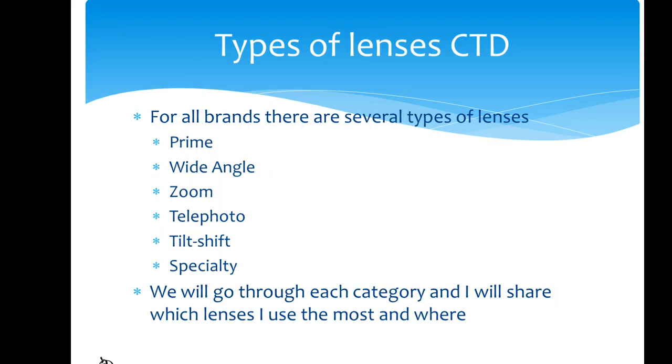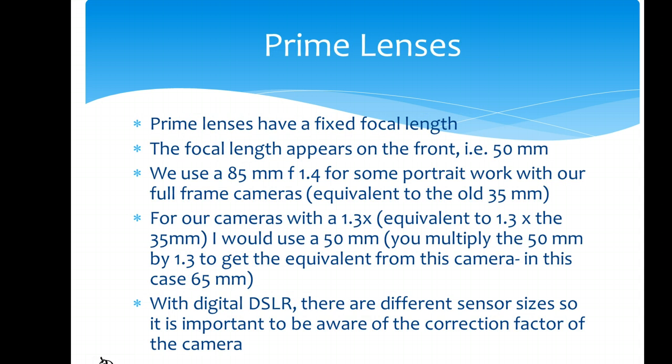But across the range for all cameras, lenses break into several different groups, and we're going to look at those. We're going to talk a little bit of prime, wide angle, zoom, telephoto, tilt shift, specialty, and just explain various terms and what that means. So let's start with prime lenses, and prime lenses have a fixed focal length. Years ago, whenever you bought a 35mm camera, you'd always get a 50mm lens with it. And so we'll refer to the 35mm as a standard. That'll be our reference point.